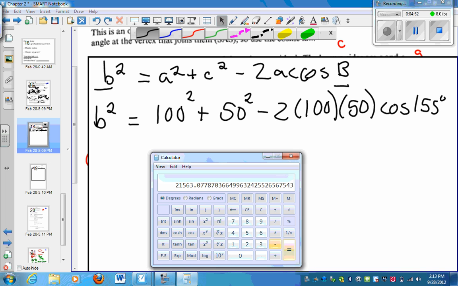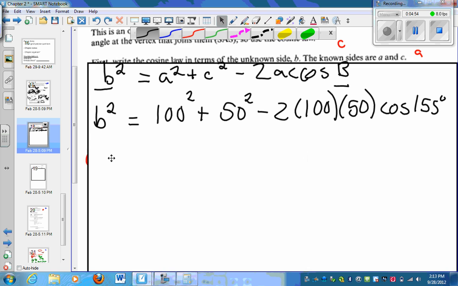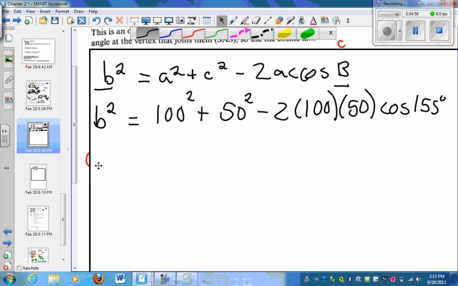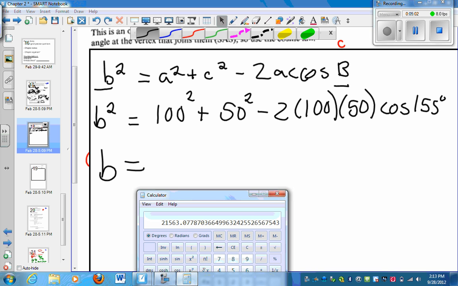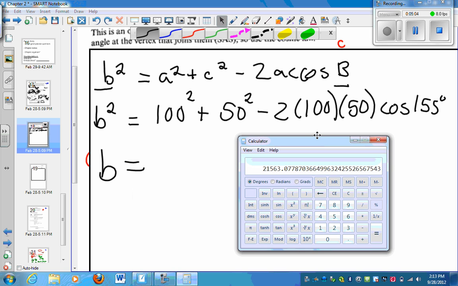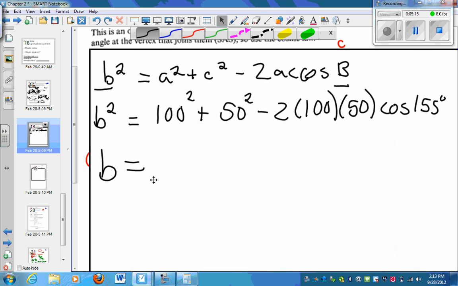Okay, equals, and I get this giant number. So if B squared is equal to that, I need to square root the number to get B by itself. I'm not even going to write anything down. I'm leaving it all in my calculator because I don't want to write a bunch of decimals. So I am going to do the square root of that, and I have to find my square root button. There it is. So the square root of that is 146.